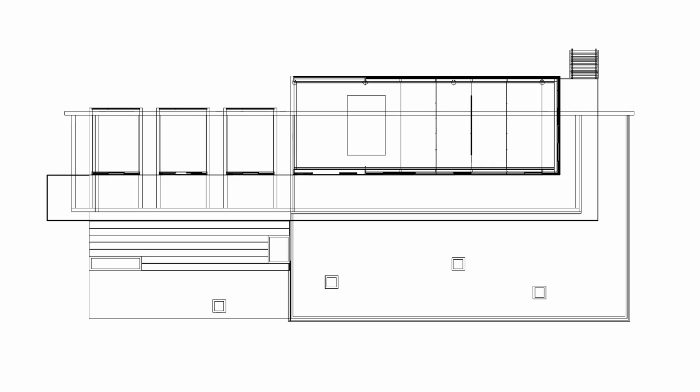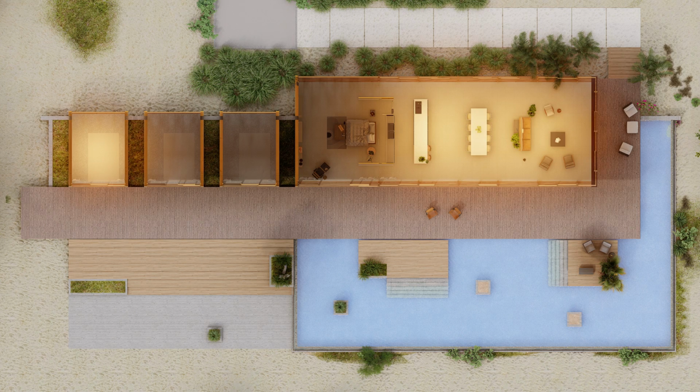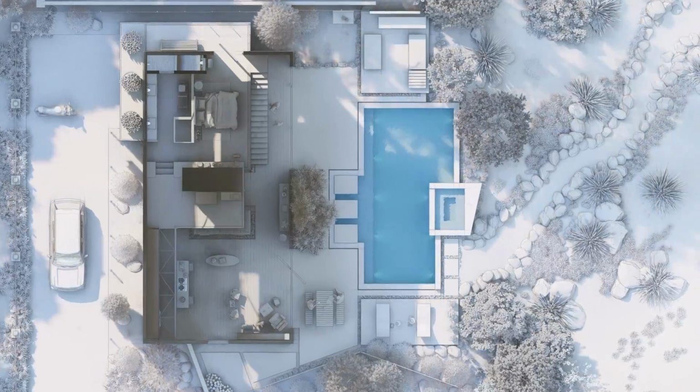Instead of the usual wireframe orthographic views you'd include as part of your design documentation, Lumion 11 helps you bring these perspectives to life. For example, your floor plans can include materials, furniture, decorations, and they can show lighting and shadows. And the best part, you can even animate these views.